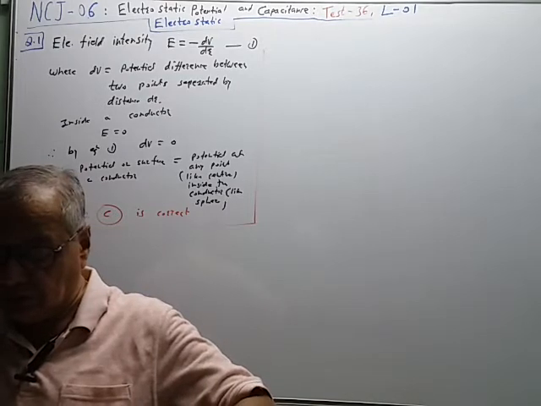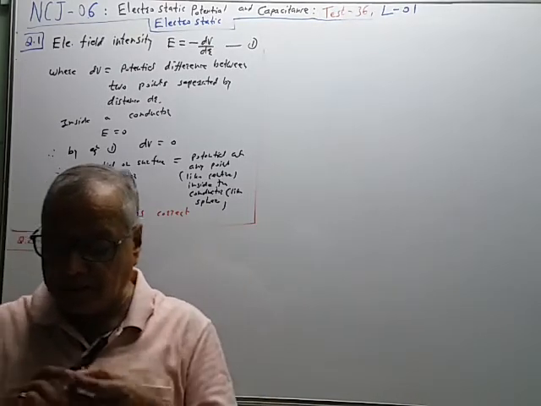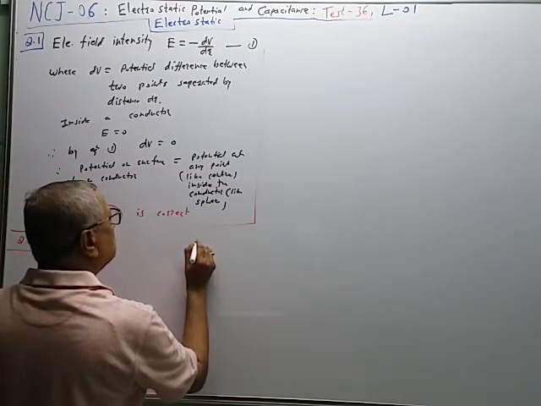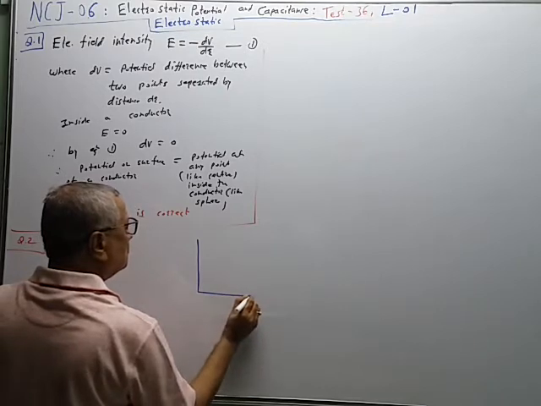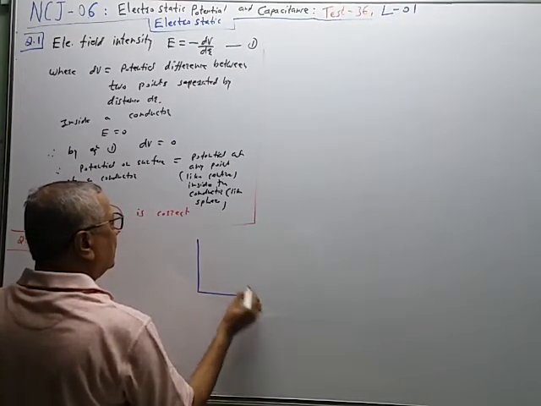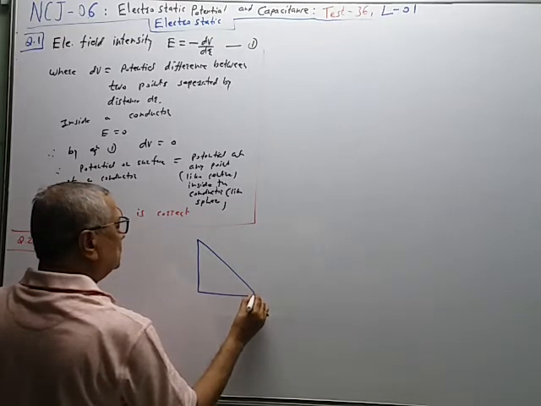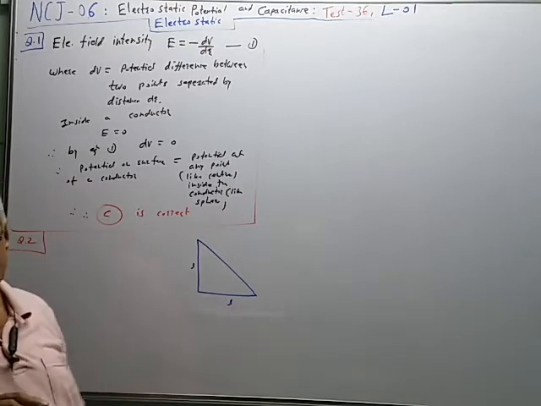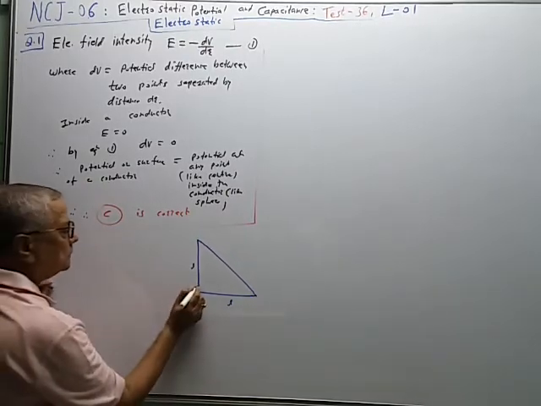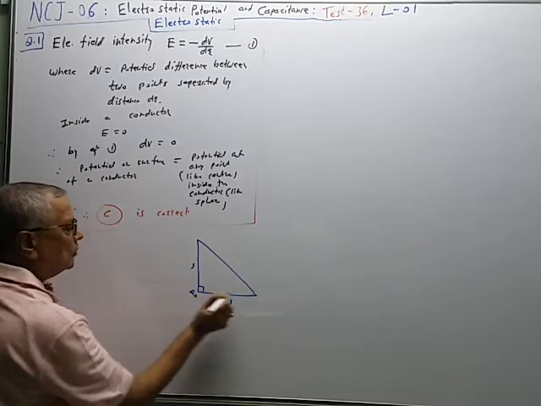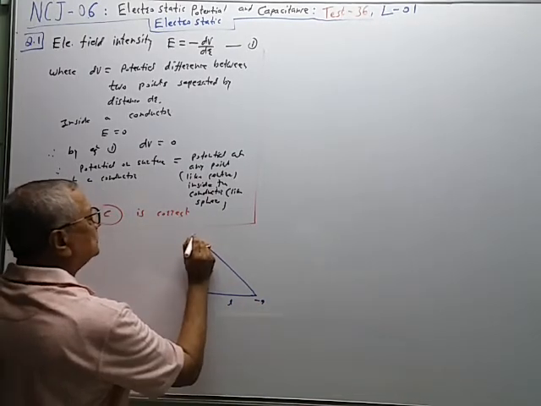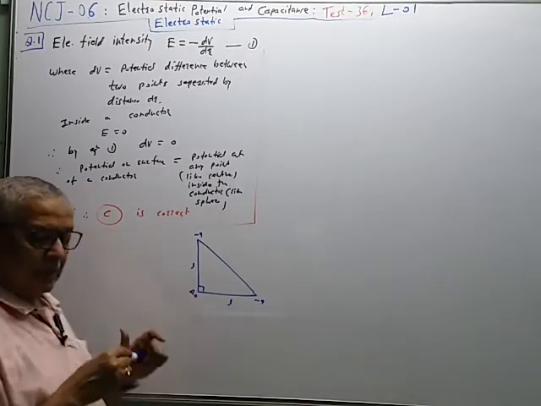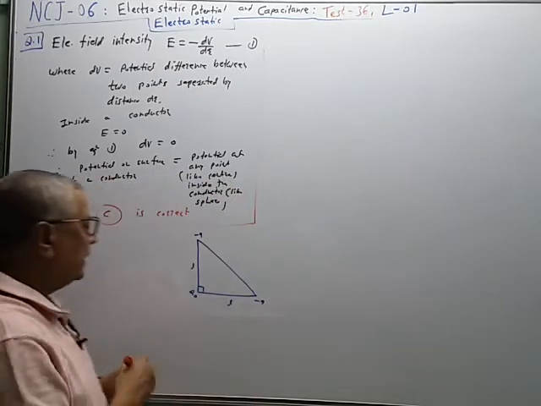So the figure is given like this. This is a right angle isosceles triangle. Isosceles means these two sides are equal. So if this is L, this is also L. Now at one corner the charge is Q0. This charge is minus Q. This charge is minus Q. So we will denote this triangle by ABC.